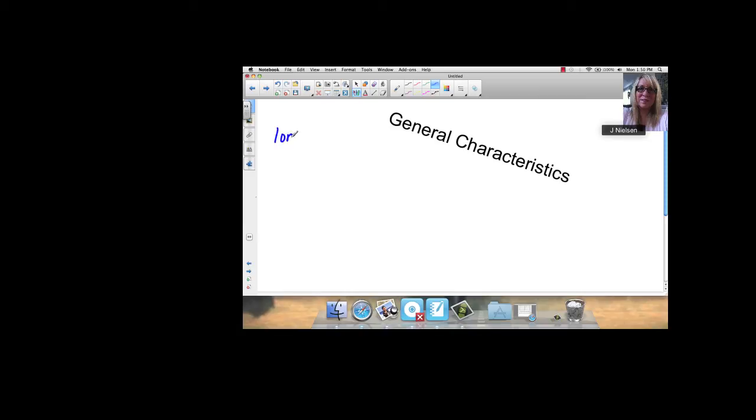Let's start with ionic. First of all, you should recall that it's between a metal and a non-metal, and that there is a transfer of electrons. Those are the two biggest things. Remember that metals tend to lose electrons and form positive ions.